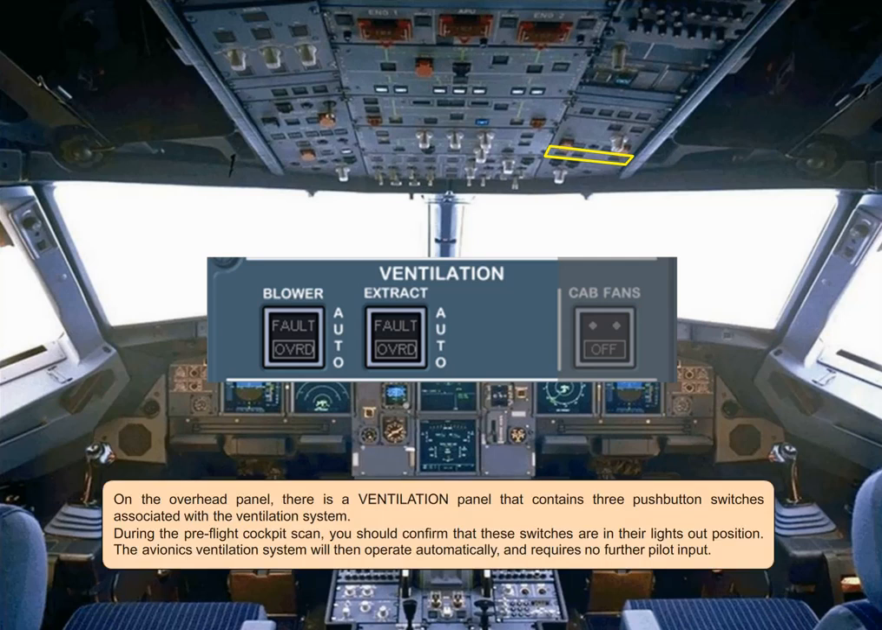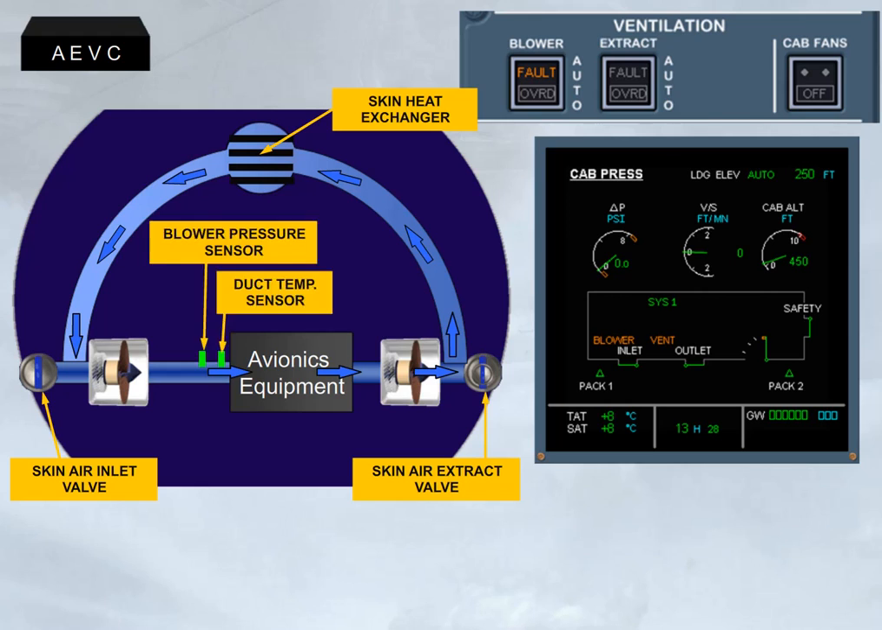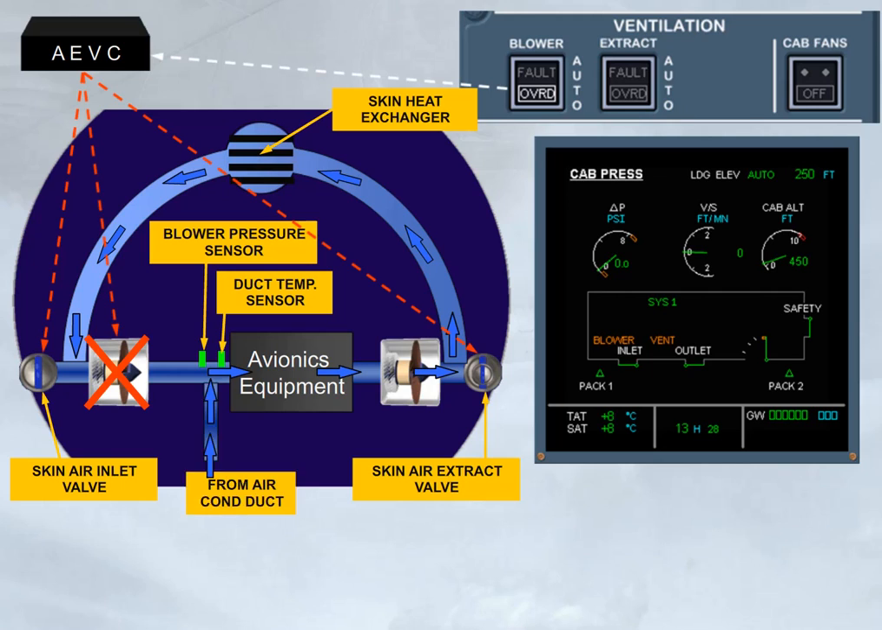A fault light comes on the related push-button switch in case of a blower flow problem or a duct overheat. Setting that push-button switch to override allows the ventilation system to be reconfigured by activating the closed circuit configuration, by stopping the blower fan, and by adding air from air conditioning duct through an air conditioning inlet valve.